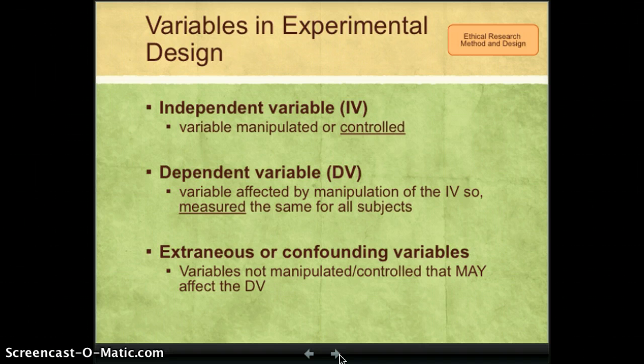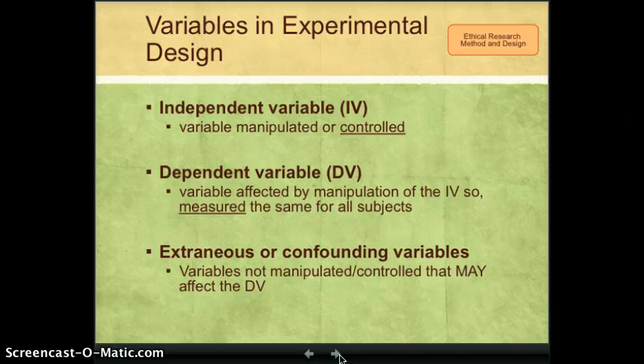The variable that is manipulated or controlled is called the independent variable. This variable will be at different levels for different participants, so that it's not exactly the same for everyone.